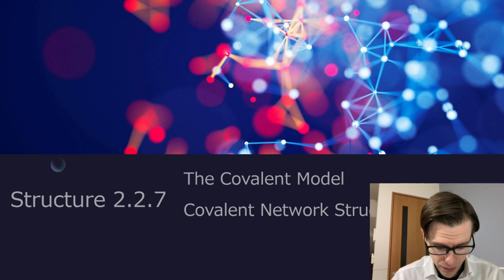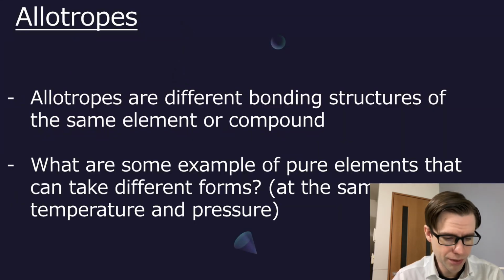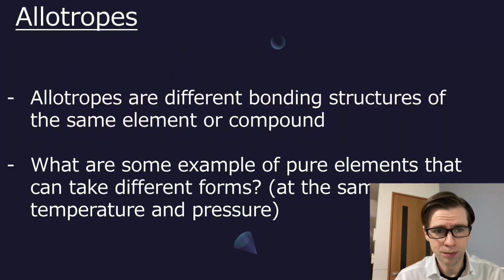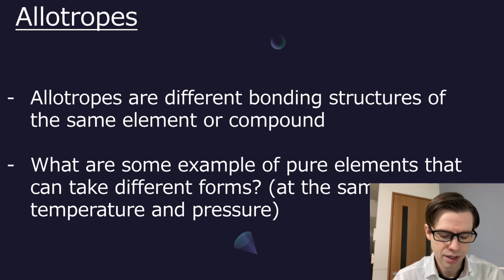So covalent network structures. First we have to learn about something called allotropes. Maybe the first time you've heard this word. What are allotropes? These are different bonding structures of the same element or compound. And specifically, we're talking about different bonding structures at the same temperature and pressure.